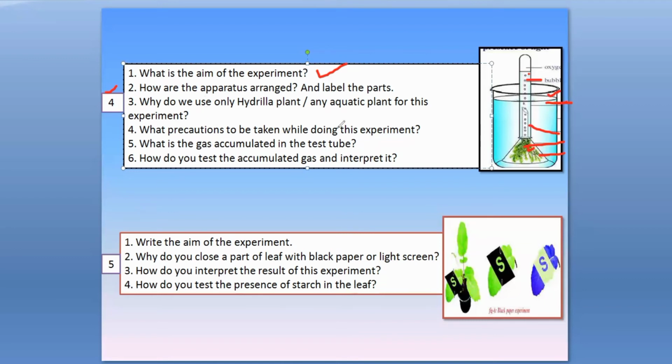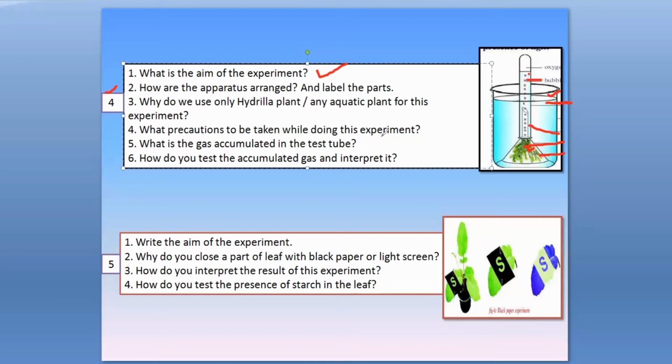What precautions are to be taken while doing this experiment? Main precautions: inserting the Hydrilla into the thistle funnel and lifting up the test tube from the beaker. While lifting up the test tube from the beaker, you have to close the test tube mouth with your thumb, lift it up, and make it upright, and slowly you have to open.